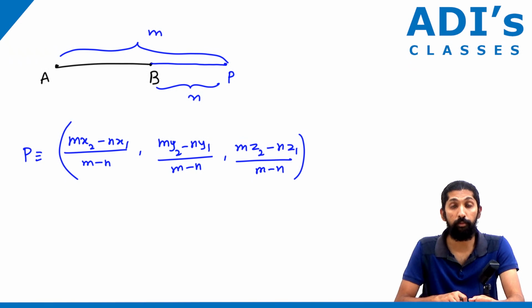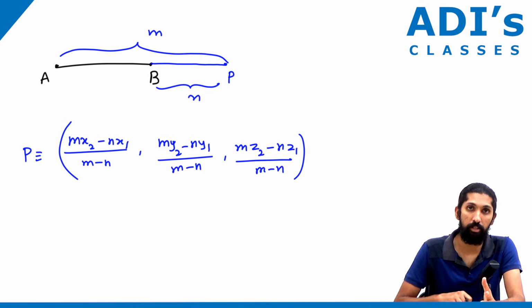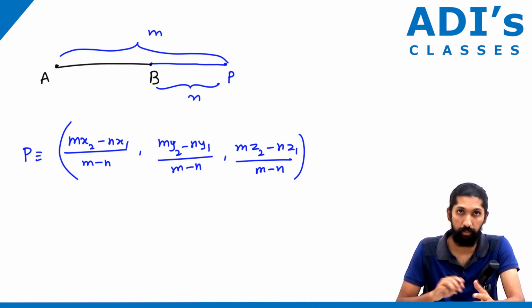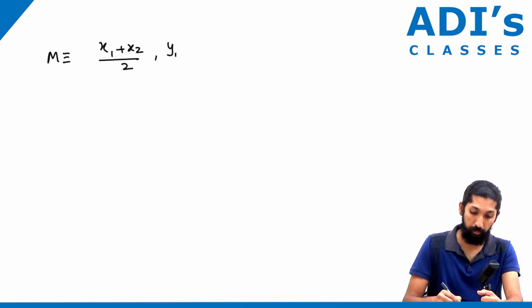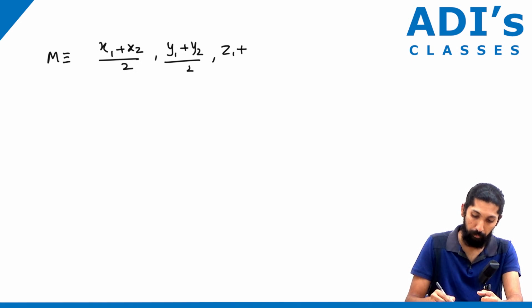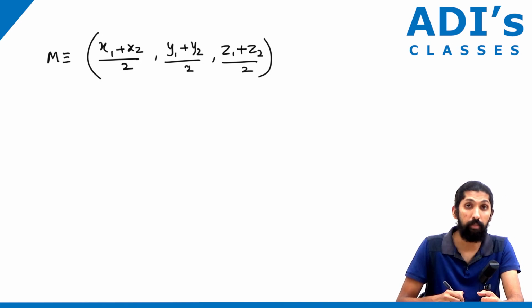Okay. Now what if the point is a midpoint? Then it's very easy. You know that the ratio is going to be 1:1. Correct? So the midpoint formula is M is equal to x1 plus x2 or x2 plus x1, you can write anything. (x1 plus x2) by 2, (y1 plus y2) by 2, then (z1 plus z2) divided by 2. See, this is the midpoint formula, right?